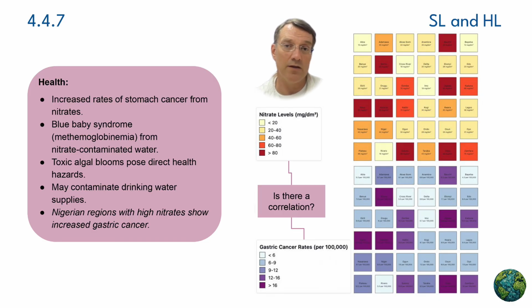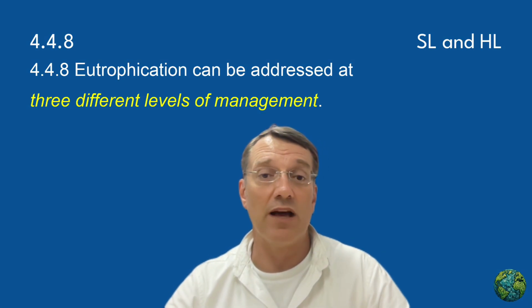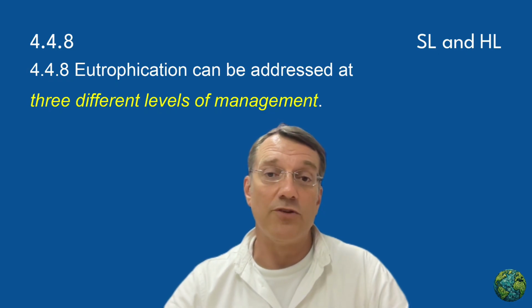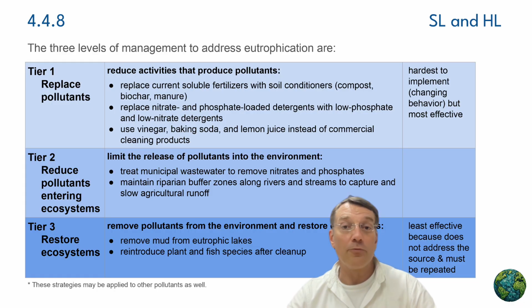The maps shown here compare nitrate levels and gastric cancer rates across regions in Nigeria. Notice any correlation? Areas with higher nitrate levels tend to show higher cancer rates, and that suggests a connection or a correlation between water contamination and public health. Fortunately, eutrophication can be addressed at 3 different levels of management. These levels represent increasing degrees of intervention and effectiveness. The 3-tier approach to pollution management works from most to least effective.